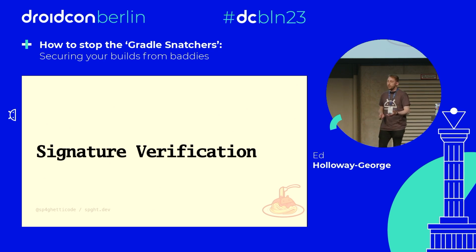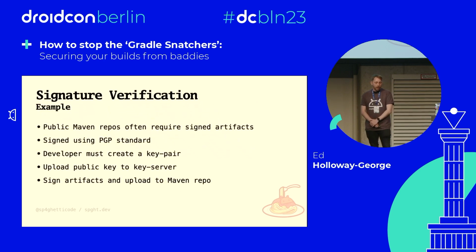Let's move on to signature verification. Signature verification being the provenance, the origin, and making sure that the person that is distributing the library is the one you expect. By default, many public Maven repos often require signed artifacts. So if you've ever published to Maven Central, for example, you will need a PGP key and for your artifacts to be signed with your particular key.